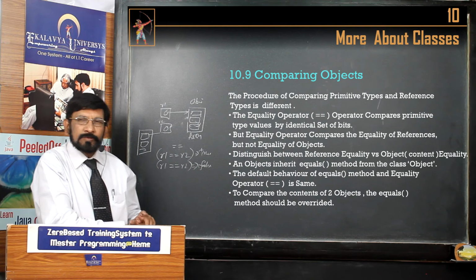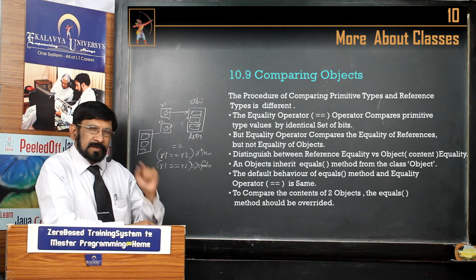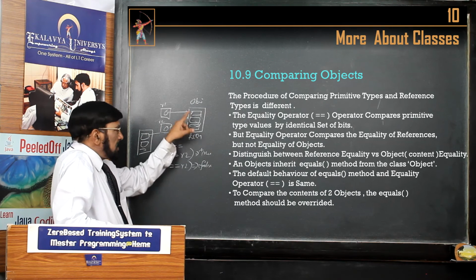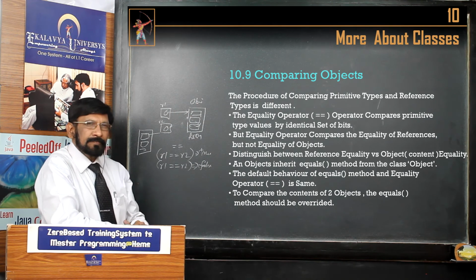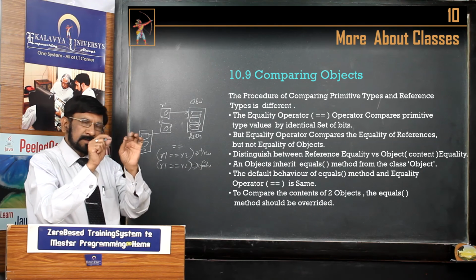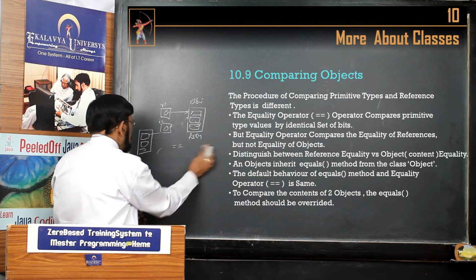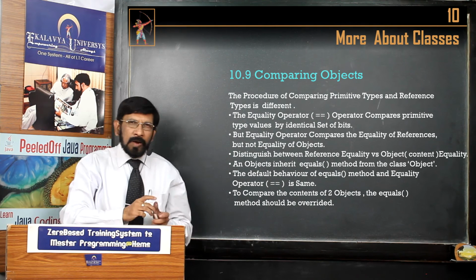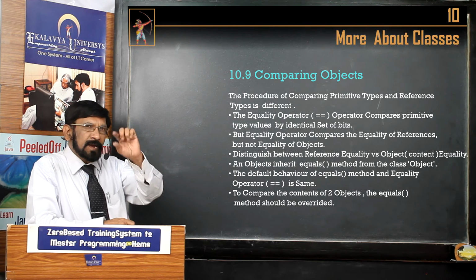You understand? So, by using the equality operator in the case of references, it compares the equality of references, not the equality of the objects. Equality of objects means I am talking about the content. That point you have to understand. In the case of primitives, it is comparing the contents of the variables. That is the very important point you have to note. Now, how can we compare two objects, meaning the contents of the objects?